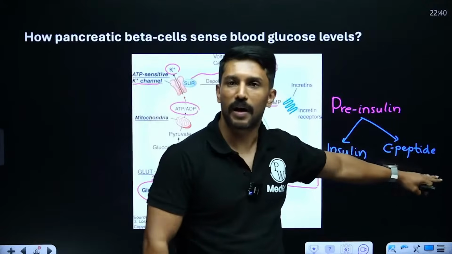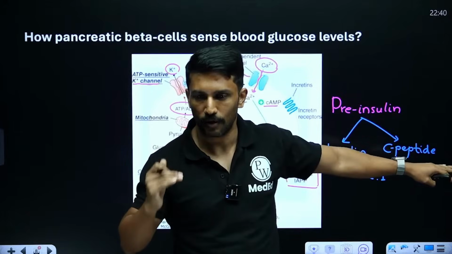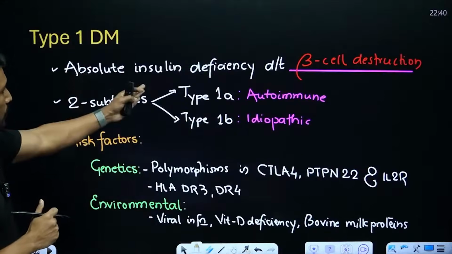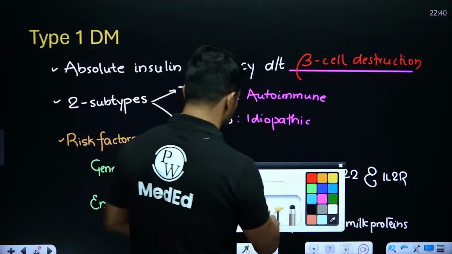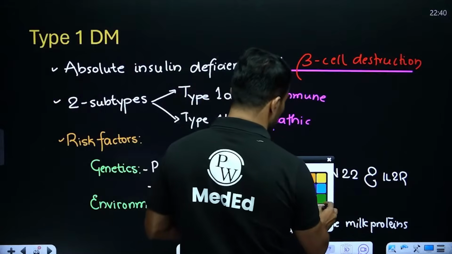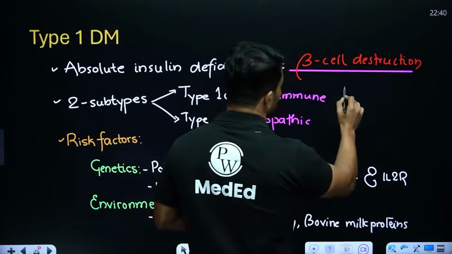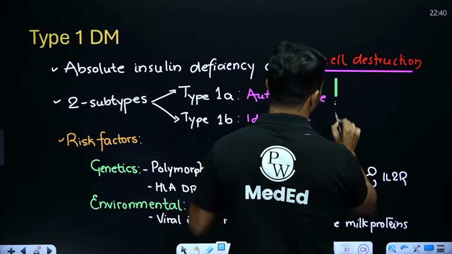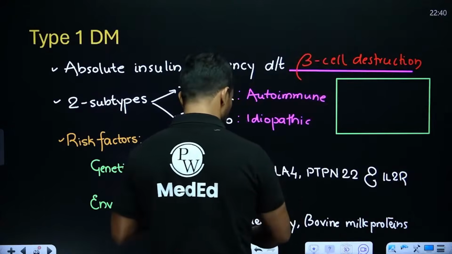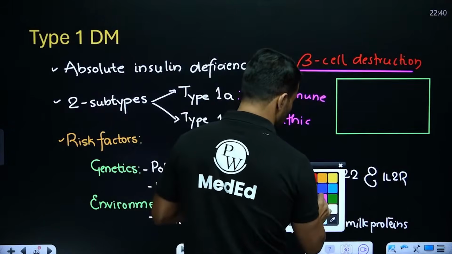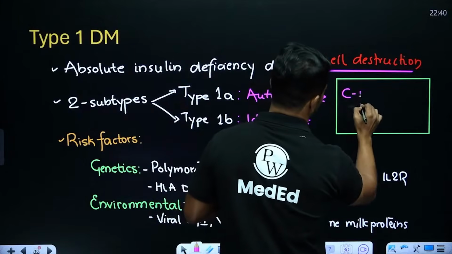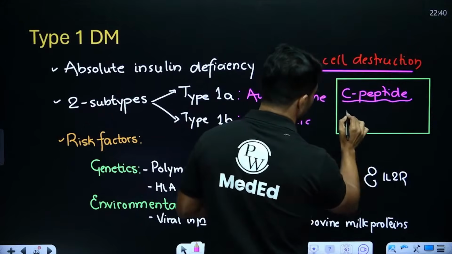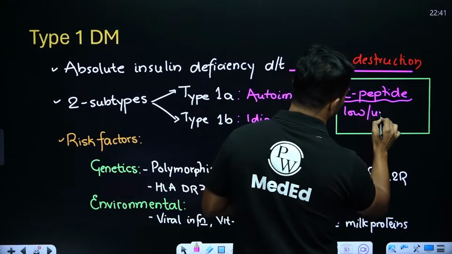So please remember, why did I stress so much on the C-peptide levels? Because it can be a marker of whether insulin production is normal, low or high. Very good. Because here there is absolute insulin deficiency, I'm going to expect the C-peptide levels to be low or undetectable. So in these patients, the C-peptide is going to be low or undetectable because there is absolute insulin deficiency.